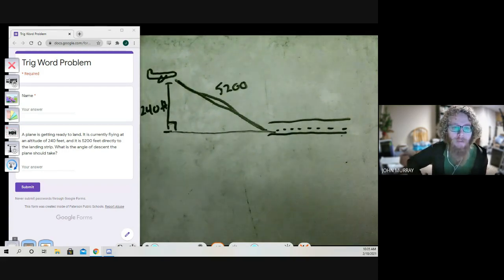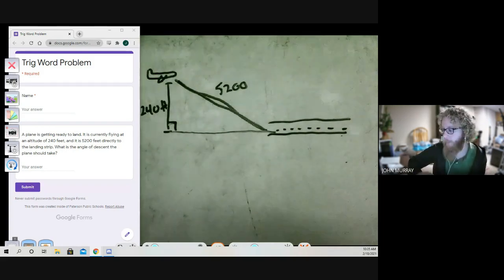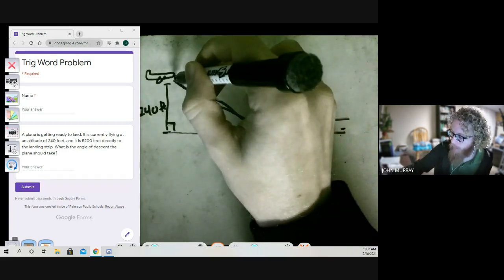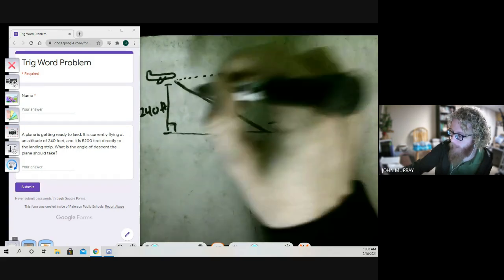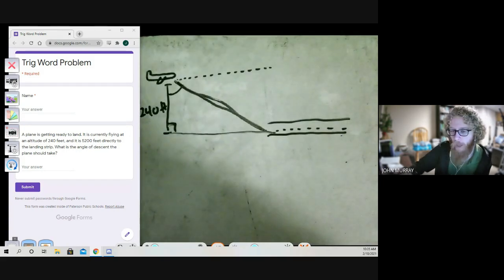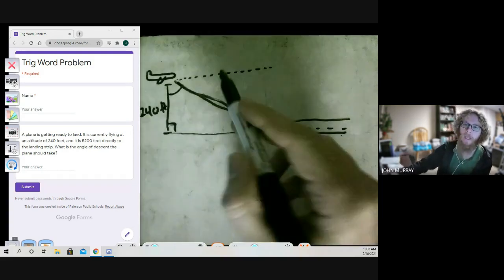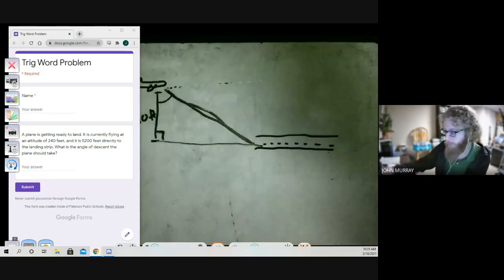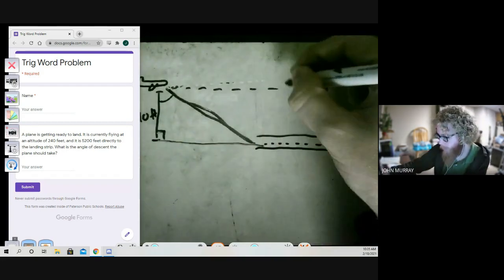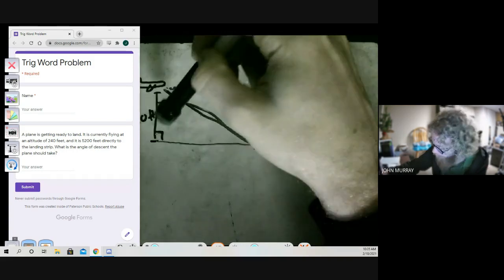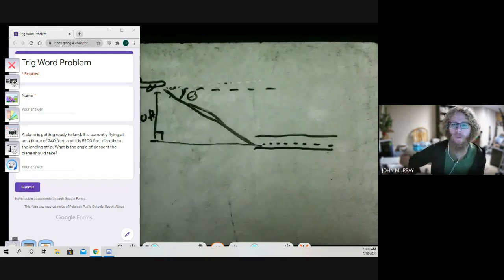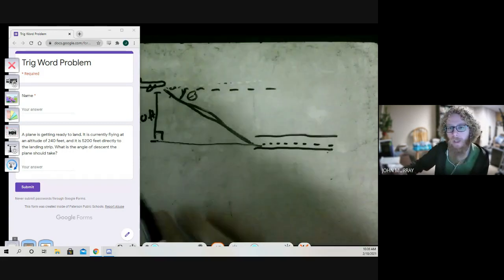So we want to know, what is the angle of descent the plane should take? So here, again, we got to be careful. I'm just going to move this for a second. So angle of descent doesn't mean this angle, right? Remember, anytime we're talking about an angle, it has to do with a horizontal line. Let's fix that. Right, so I'm talking about this angle over here. So I want to know, what is the angle of descent?